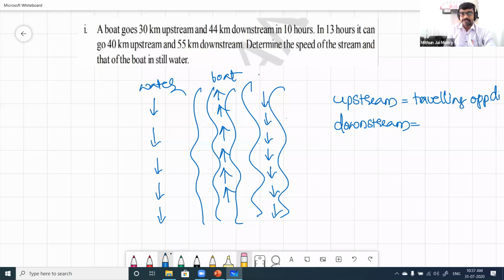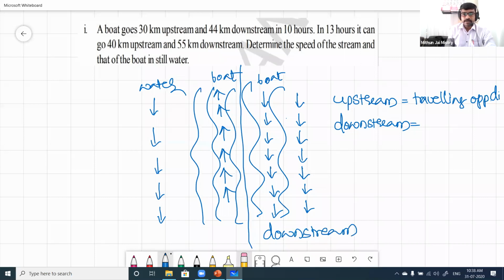If the boat is traveling like this and the water is also flowing in the same direction, both are moving in the same direction, then we call it downstream, right? Yes. And here this is called upstream. That means if the water is flowing like this and the boat is also going like this, then the boat is traveling downstream.